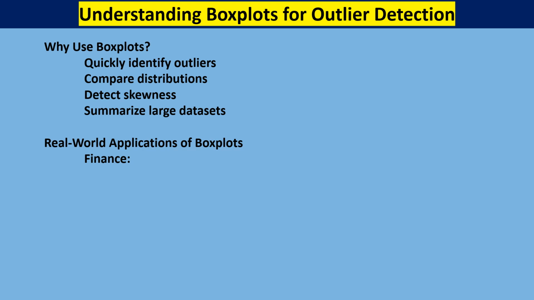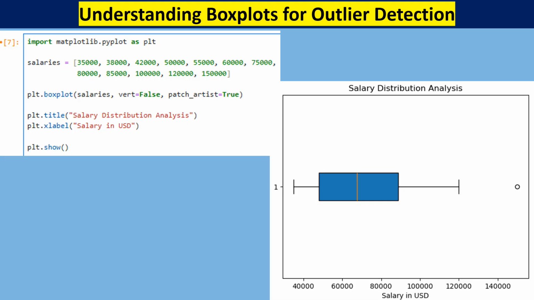Real world applications of box plots: finance, detecting stock market fluctuations and identifying anomalies in transactions; healthcare, analyzing patient data like blood pressure levels and glucose readings; quality control, monitoring product consistency in manufacturing; education, understanding student performance variability in test scores. A box plot is an essential tool for data visualization, helping analyze and interpret data distributions, spot anomalies, and compare multiple datasets efficiently. So, understanding box plot for outlier detection.